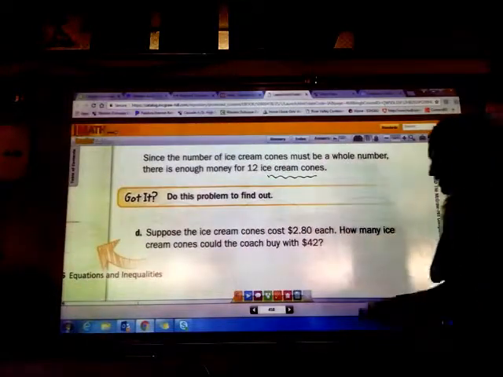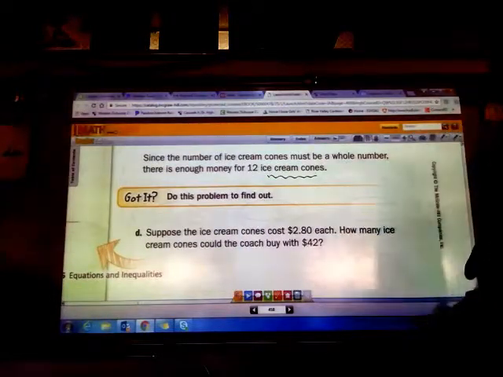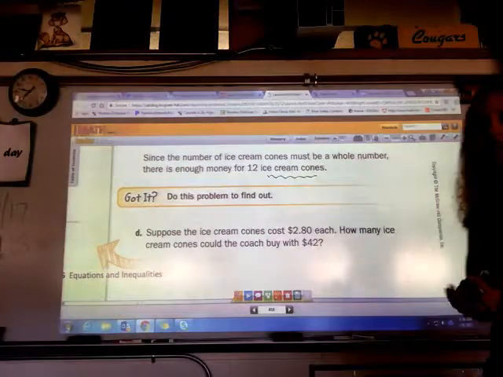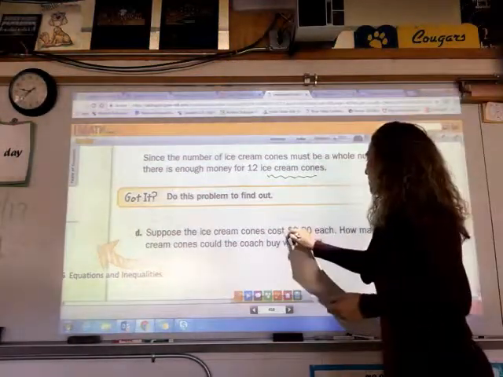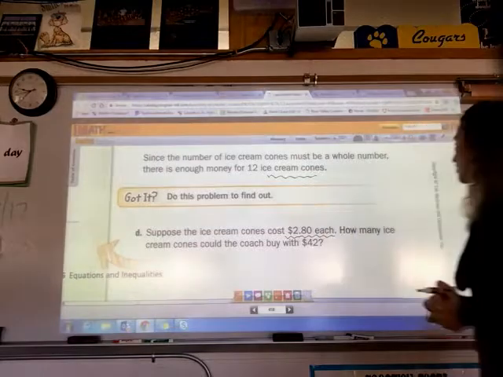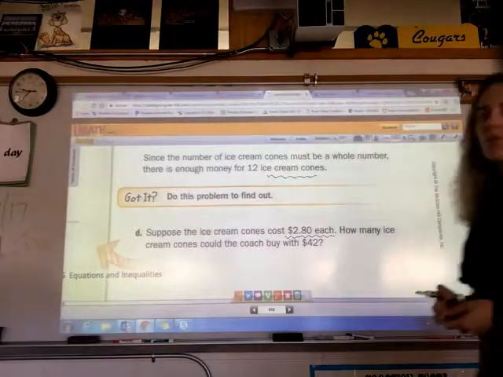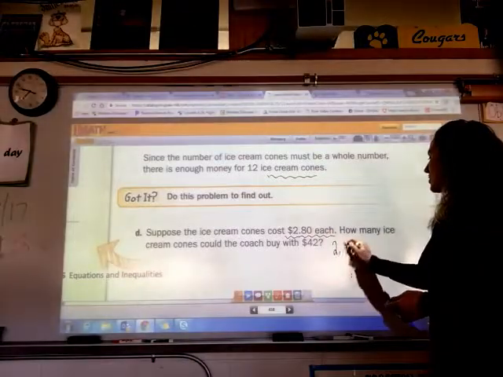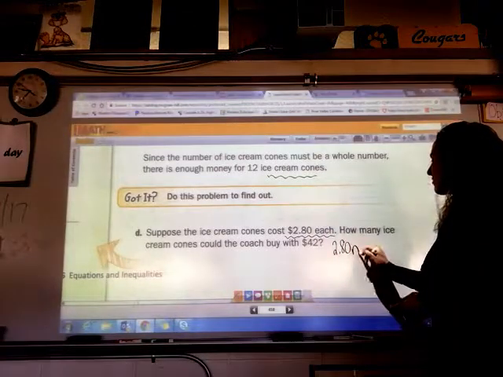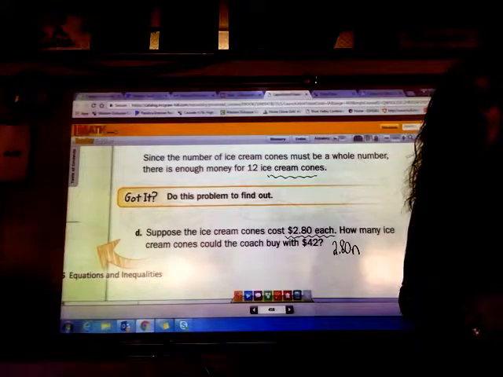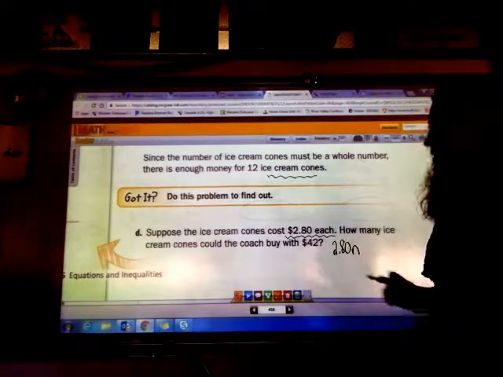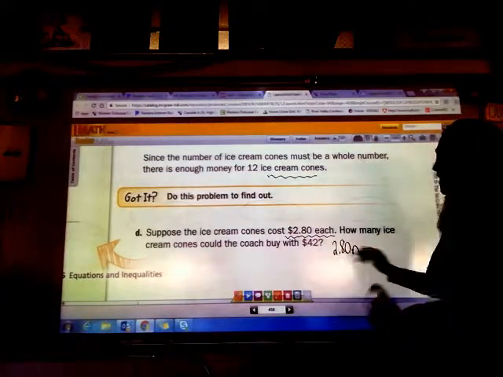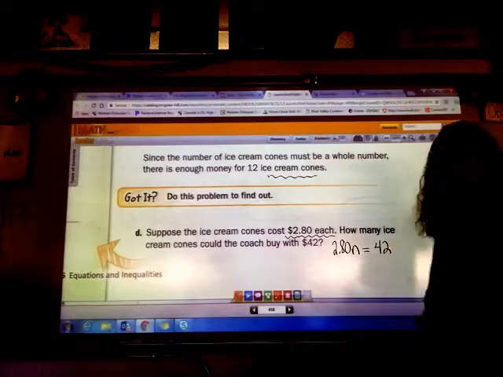Let's take a look at this one, letter D. It says, suppose the ice cream cones cost $2.80 each. Again, main point here is $2.80 each. How many ice cream cones could the coach buy with $42? So I know that they're going to cost me $2.80 per ice cream cone. So I'm going to take $2.80 times n. N is the number of ice cream cones. And I have $42 to spend.